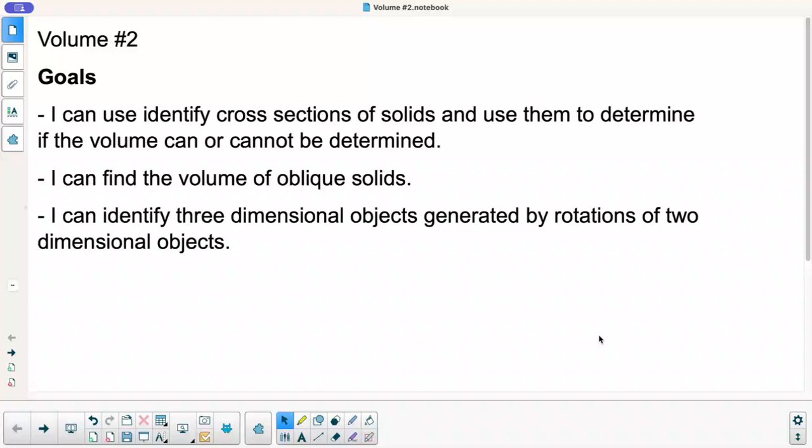Volume number 2, our goals today. I can identify cross sections of solids and use them to determine if the volume can or cannot be determined. I can find the volume of oblique solids, and I can identify three-dimensional shapes generated by rotations of two-dimensional objects.